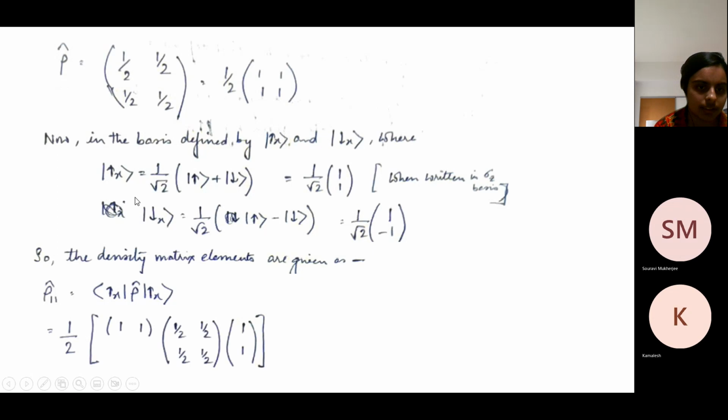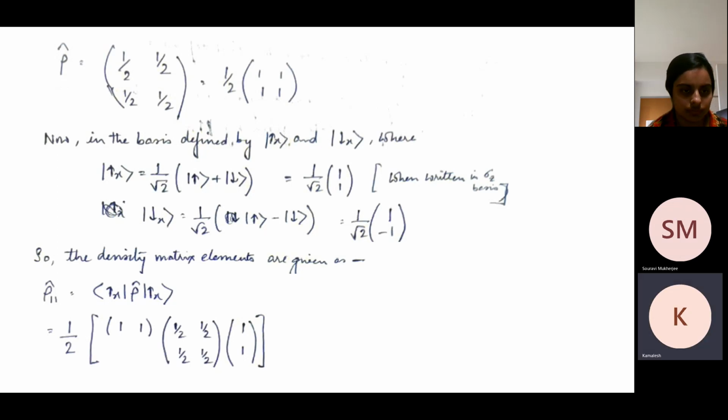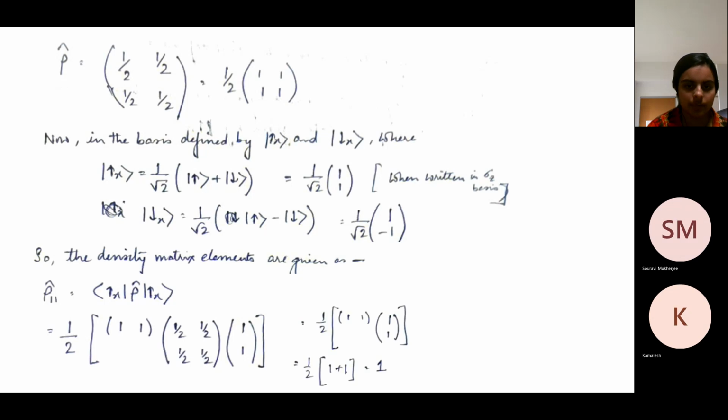So you're doing something like this, right? So this is the first row, first column element of the density matrix. Considering this as your basis vectors, I get one. You get one, right? Okay. So what are the other basis vectors?